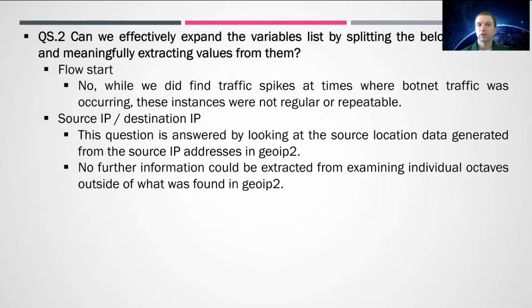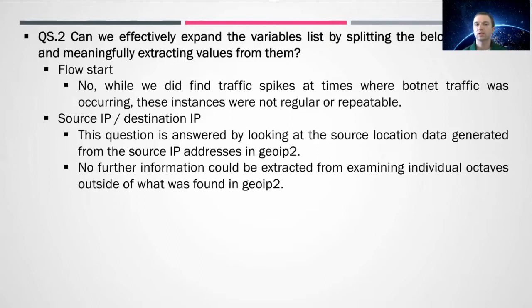Next, we looked at flow start. This is when the actual traffic flow or the transmission begins. And no, while we determined that we could find traffic spikes associated with botnet traffic, these instances were not regular or repeatable. So the minute or second values within the flow start variable could not be broken apart and analyzed one by one to help classification. So we kept flow start as a whole.